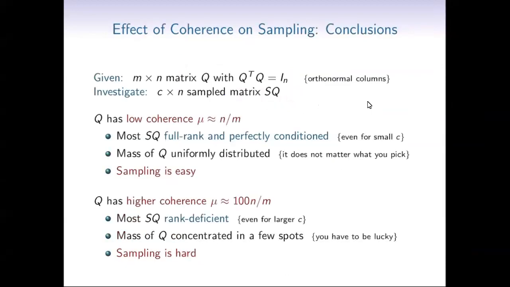So the conclusion is that if we have a matrix with low coherence, then sampling is easy. The mass of the matrix is uniformly distributed. It doesn't really matter what you pick. If we have a matrix with high coherence, the mass is concentrated. Sampling is really hard because you have to be really, really lucky to get anything good.